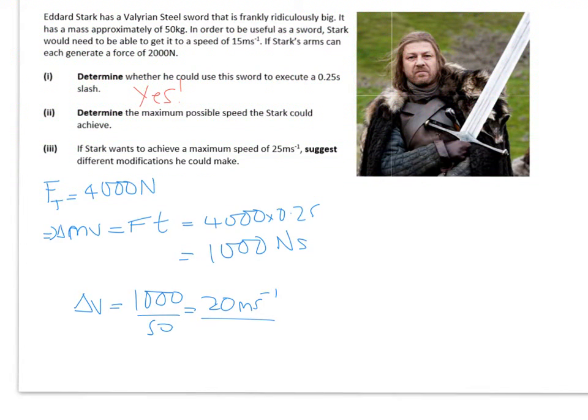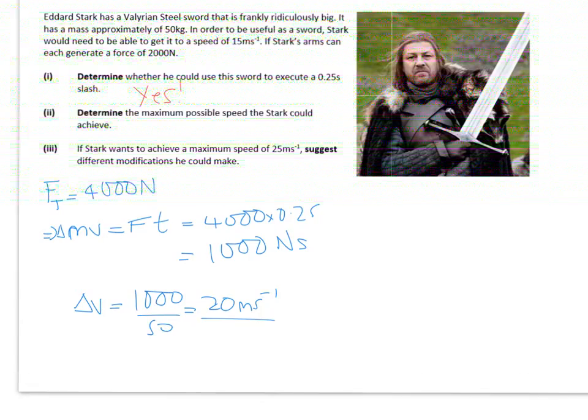And what we've done by doing this calculation is we've actually also answered part 2, which is why I chose this particular method. You could have also done it by calculating the time it would take to get to 15 meters per second and working out it's less than 0.25. That would be fine as well.